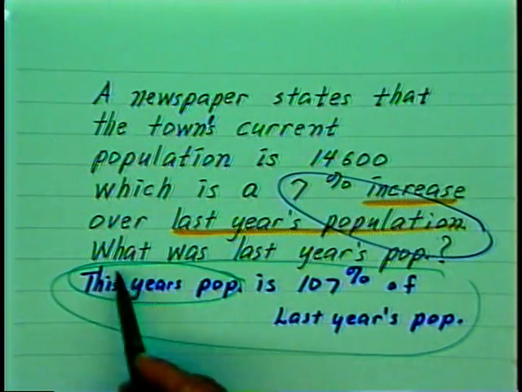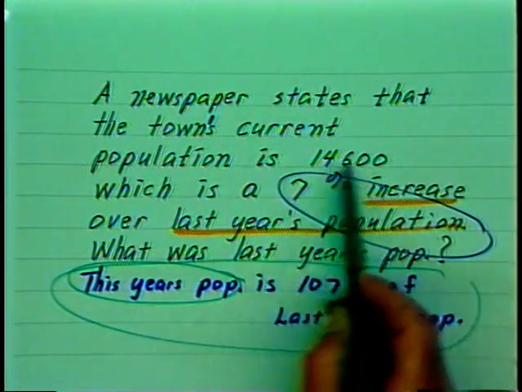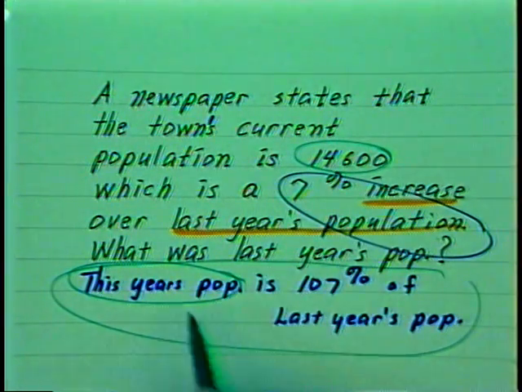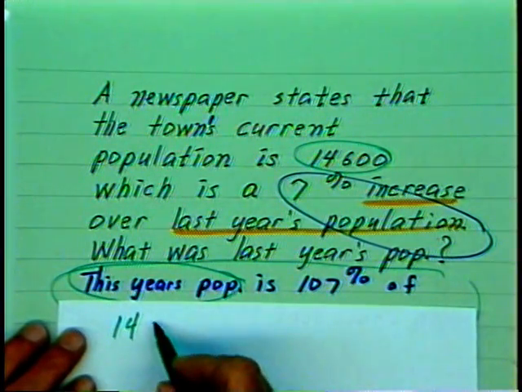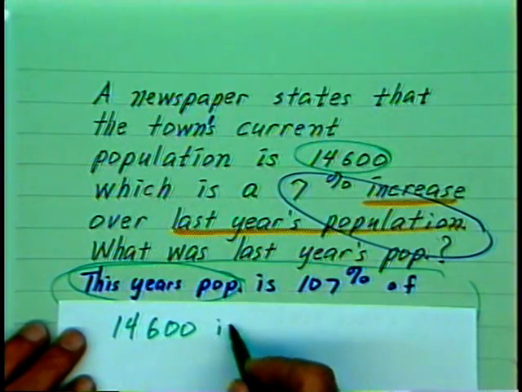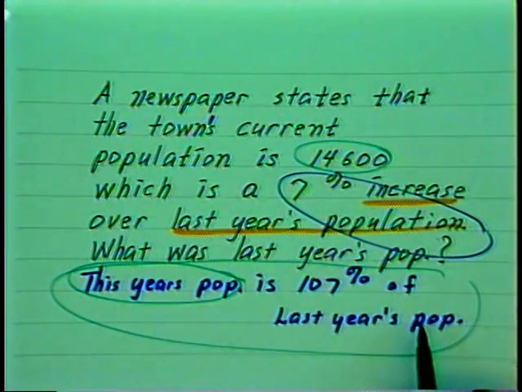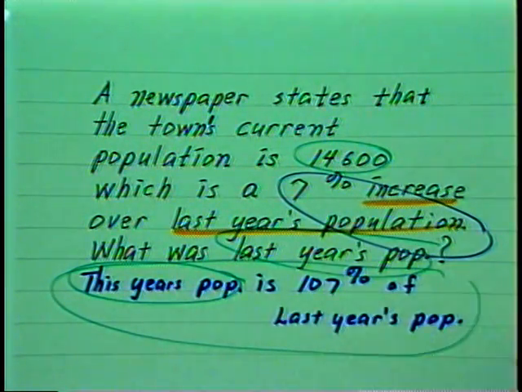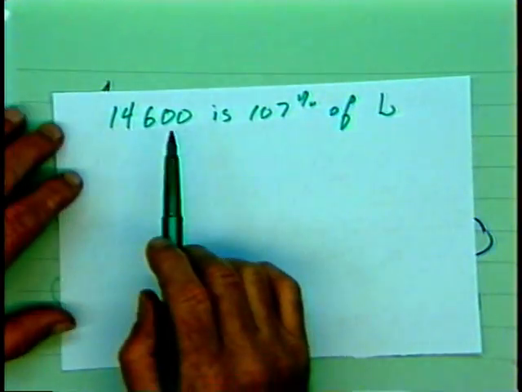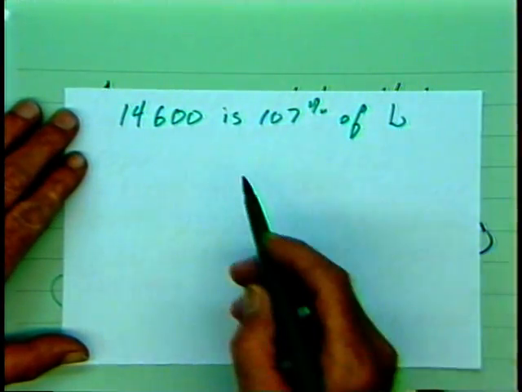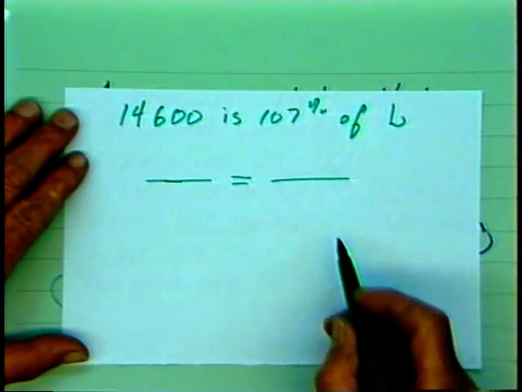This year's population. Do we know that? Well, it says that the current population, this year's, is 14,600. So this year's population is 14,600, is 107% of last year's population, but that's what I don't know. So let's use a letter for that. So now we have our simpler "is percent of" sentence, and we can go to whichever method you prefer, the translation or the is of.